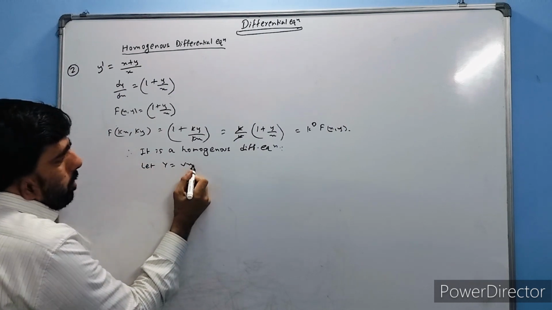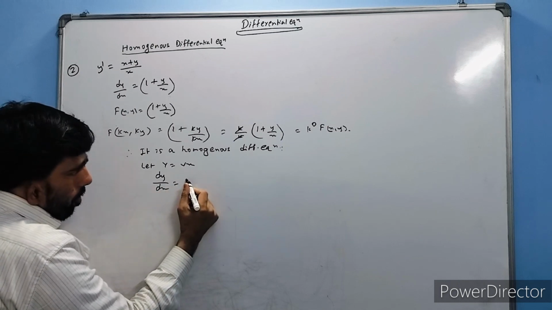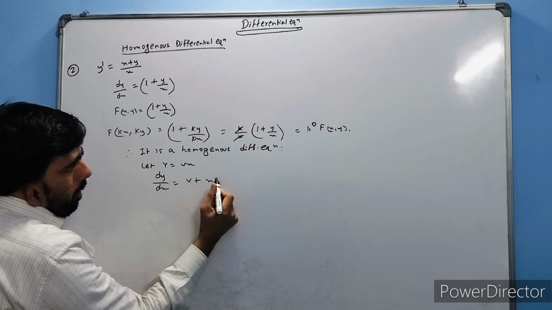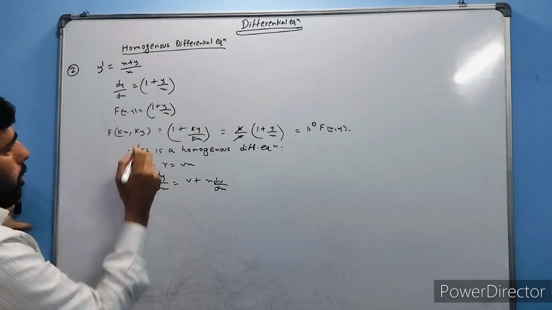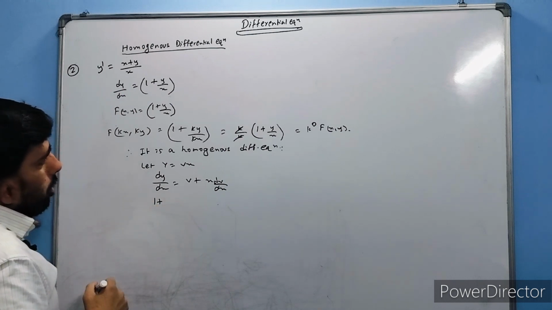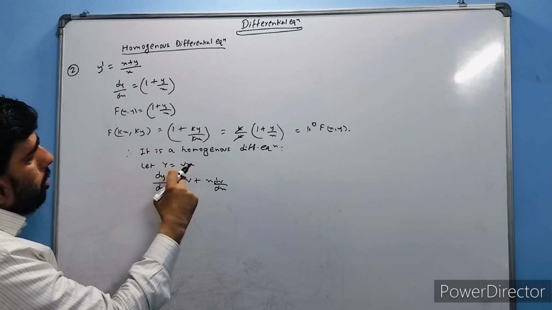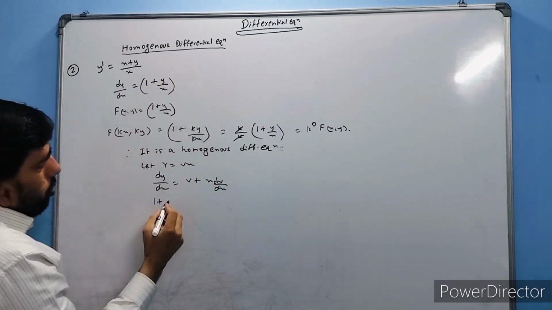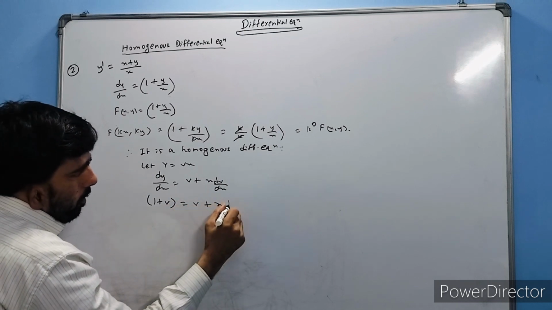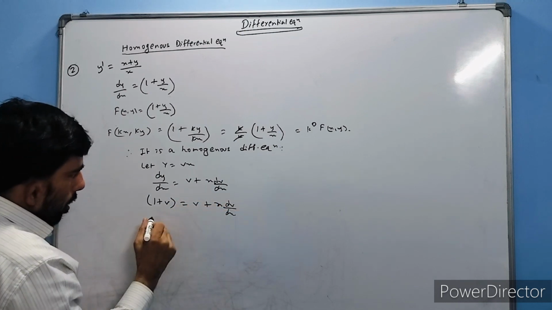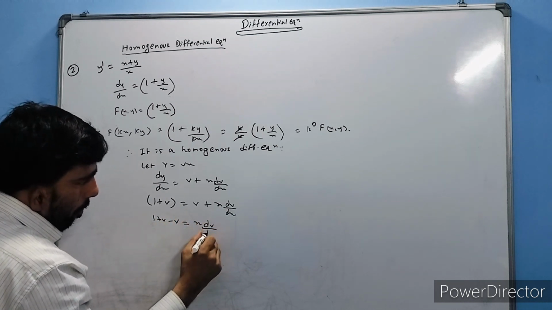Now in a very simple way, let's take y is equal to vx, so dy upon dx is equal to v plus x dv by dx. Now take dy by dx here, so we have 1 plus y upon x, that is vx upon x, which is v, is equal to v plus x dv by dx. So 1 plus v minus v is equal to x dv upon dx.